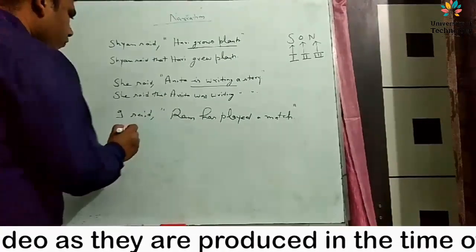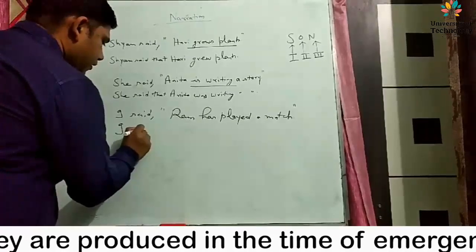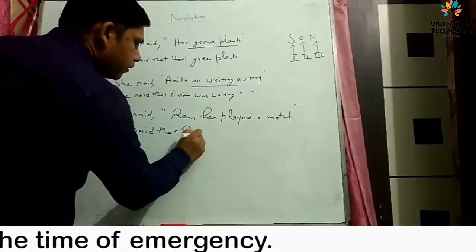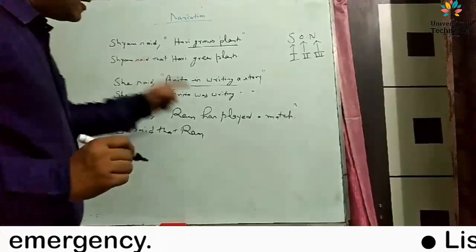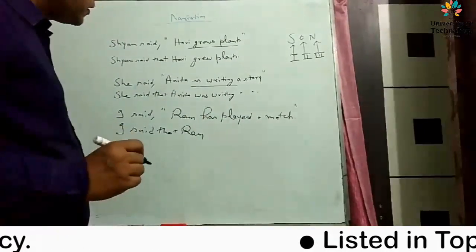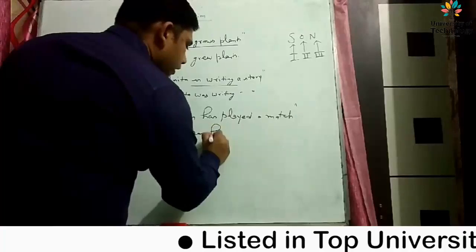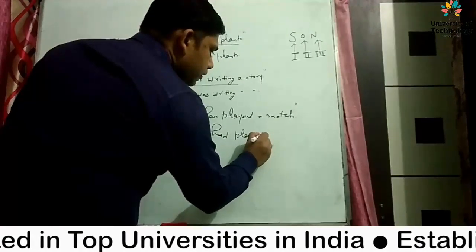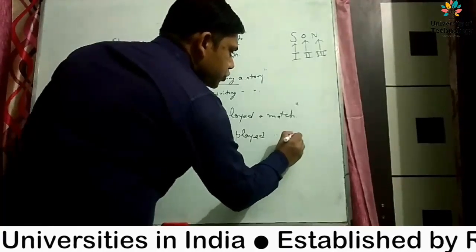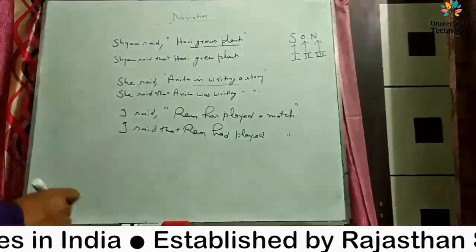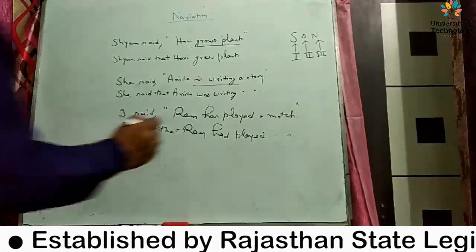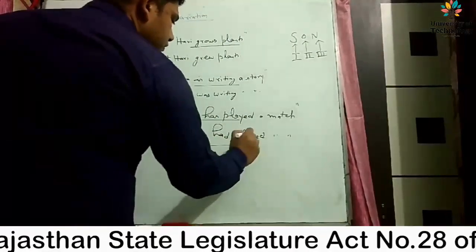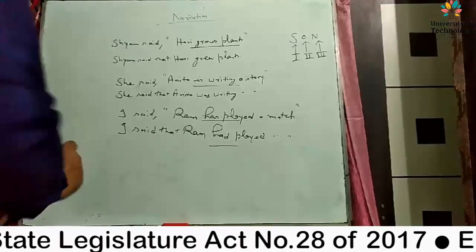Now, I said that Ram. Now present perfect will be converted into past perfect. Ram had played a match. Okay, Ram had played a match. This tense is present perfect and this tense is past perfect.